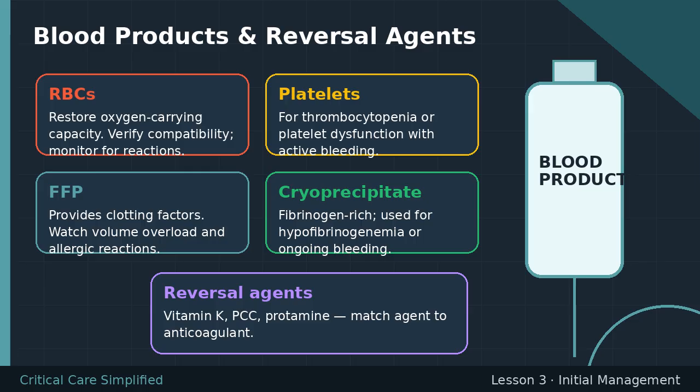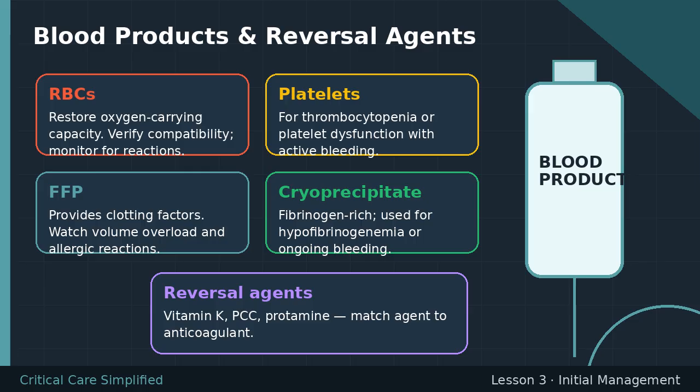Now let's discuss initial management. The first pillar is prioritizing interventions. Start with airway, breathing, and circulation. Stop active bleeding whenever possible. Apply direct pressure, elevate affected limbs if appropriate, and use hemostatic dressings according to protocol. Establish large bore IV access, draw coagulation labs, mobilize resources, and notify the provider with a clear report.